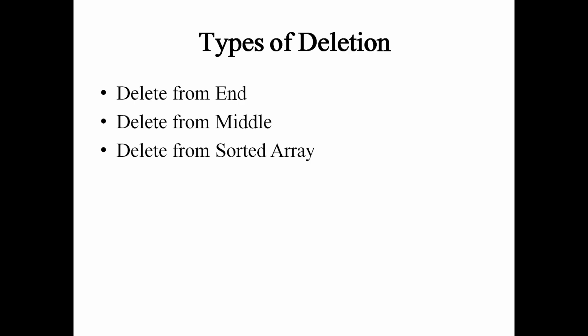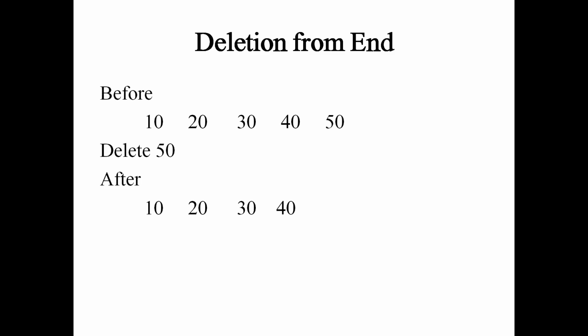Deletion can happen in three situations: deleting the last element, deleting an element from the middle, and deleting an element from a sorted array. Let's understand each one. So deletion from end. Deleting the last element is the easiest operation. Nothing needs to be shifted. So we simply reduce the number of valid elements by 1. That's all. So let us look at this example. I have an array 10, 20, 30, 40, 50. Now delete 50.